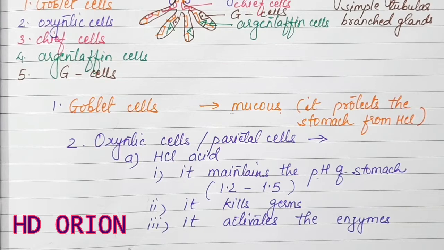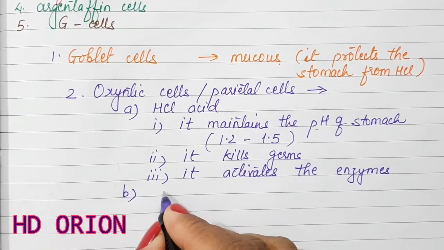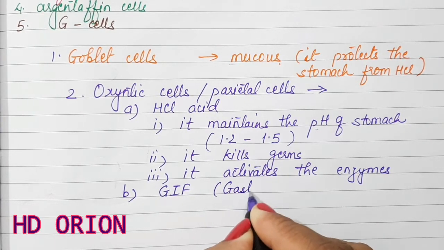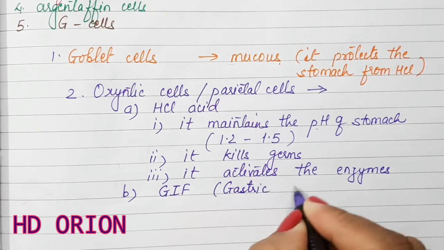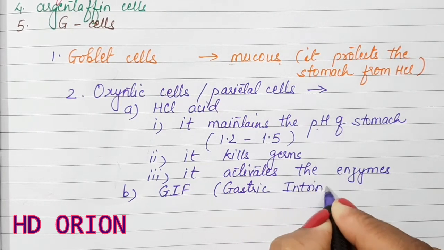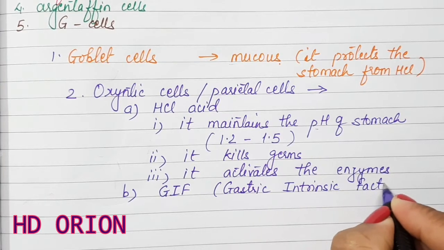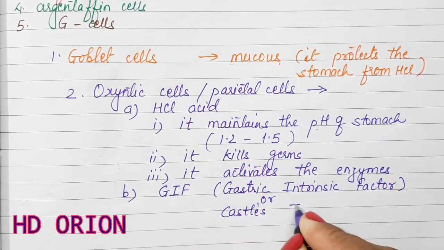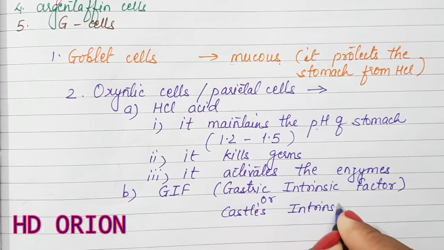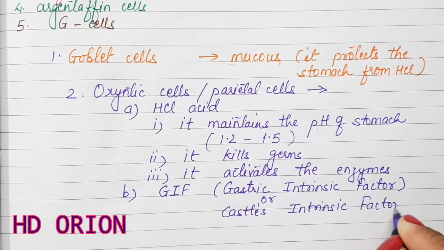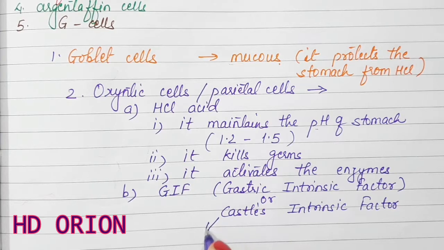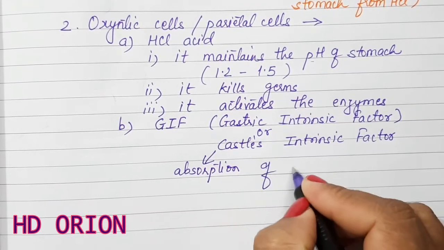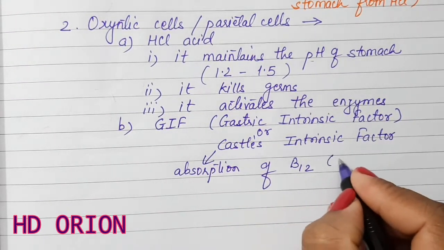The second thing that the oxyntic cells produce is the GIF. It is called gastric intrinsic factor. This is also known as Castle's intrinsic factor, named after the scientist. This factor is so much responsible for the absorption of vitamin B12. Absorption of B12, that is cyanocobalamin.